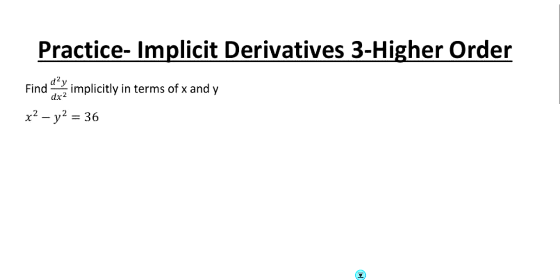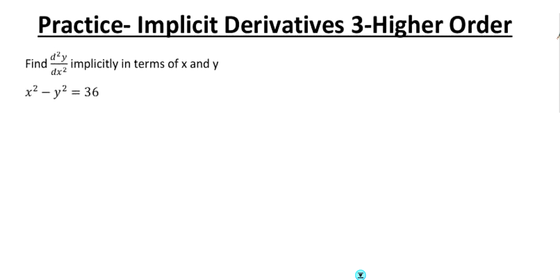Okay, so we're going to be practicing implicit derivatives, but second derivatives of implicit differentiation. Implicit differentiation is basically just chain rule. So when we're taking the derivative with respect to x here, when I take the derivative of x squared, I get 2x minus. When I take the derivative of y squared, I get 2y, but then I have to multiply it by the derivative of y, which is dy over dx. And then the derivative of 36 is 0.